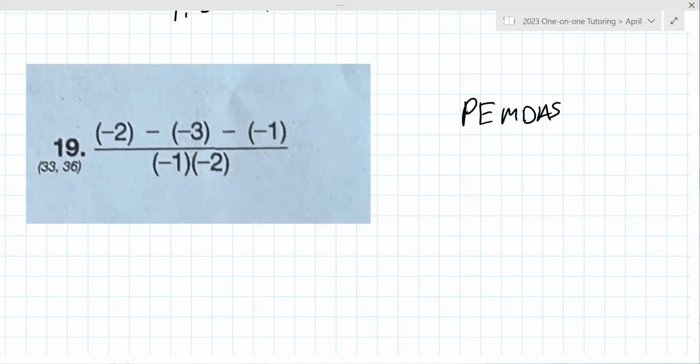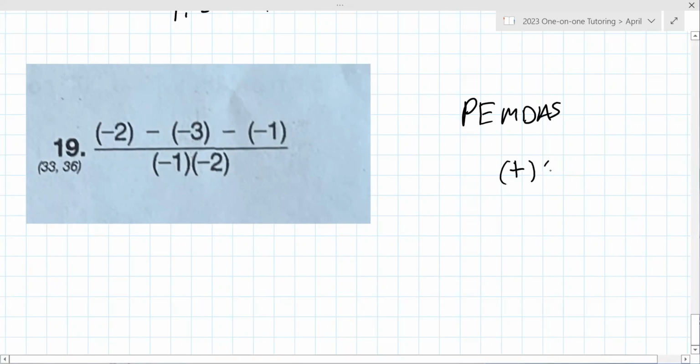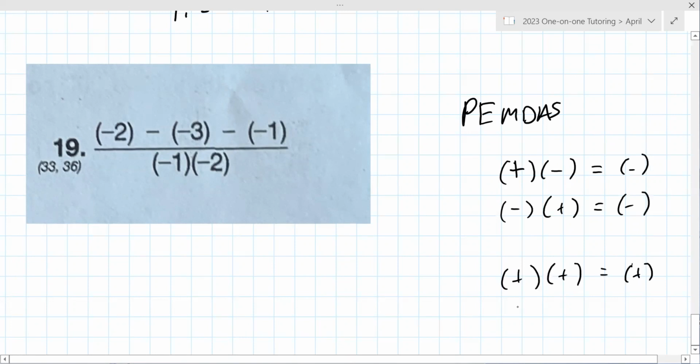-1 times -2. Would that just be -2? So a positive times a negative gives you a negative. A negative times a positive is also a negative. If you have a positive times a positive, that's positive. A negative times a negative gives you a positive also. Okay. So would that be 1 then?